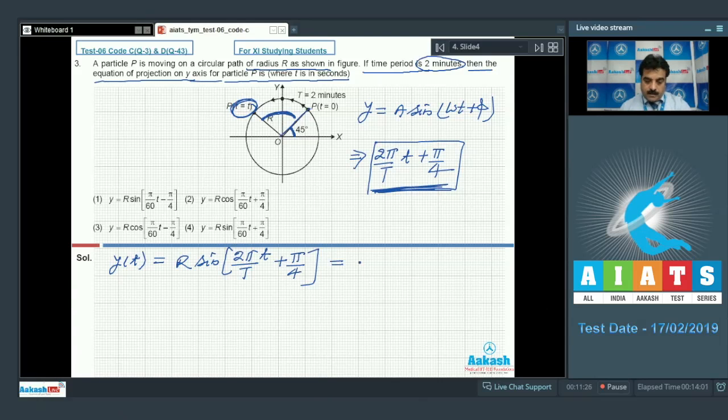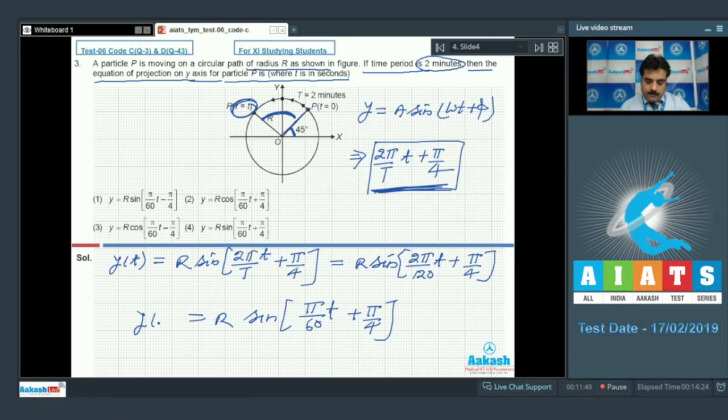So you will write once again r sine 2 pi divided by 120 into t plus pi by 4. On solving you will get r sine pi upon 60 into t plus pi by 4. So that will give you the required value. Y is a function of t. So I can say my option number 4 will be the right choice. So let's move on to question number 4.